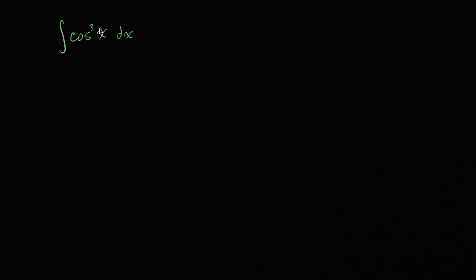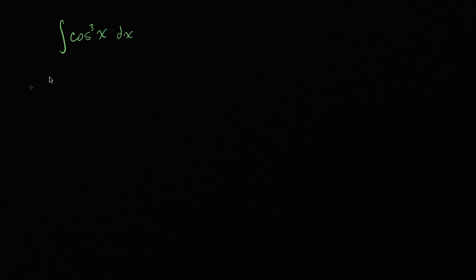You're like, okay, cosine to the third power. Well, gee, if I only had a derivative of cosine here, if I had a negative sine of x or a sine of x here, maybe I could have used substitution. But how do I take the antiderivative of cosine of x to the third power? And the key here is to use some basic trigonometric identities. So what do I mean by that?